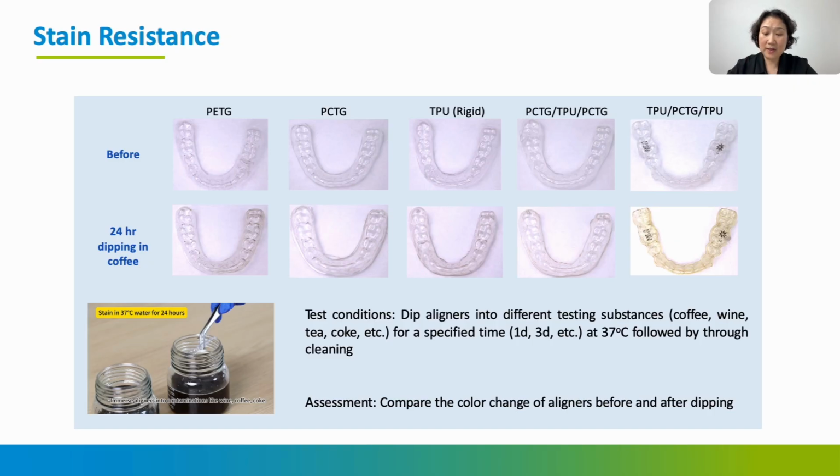In daily life, quite often patients drink beverages such as coffee, tea, wine, etc. while they wear aligners. If discoloration occurs, it negatively affects not only the aesthetic, but also other key properties as well. To measure the stain resistance, using simulation substance is a well-accepted method. We can choose different testing liquid and design the testing conditions according to the requirements.